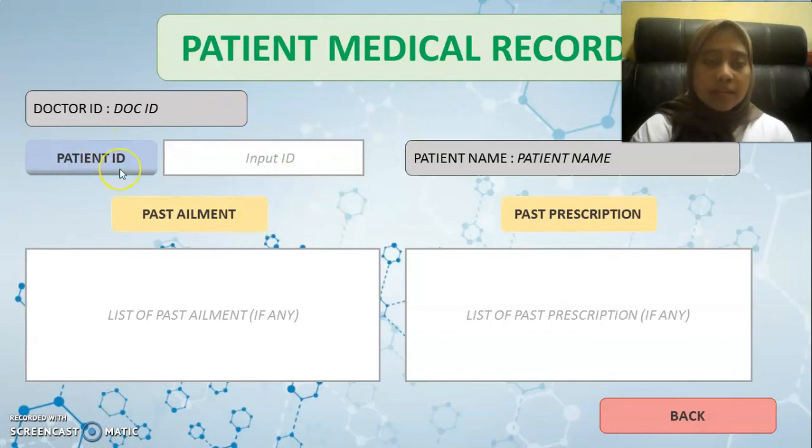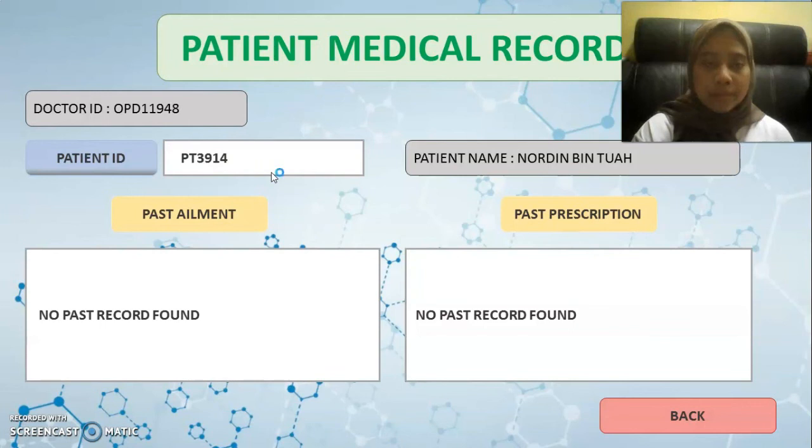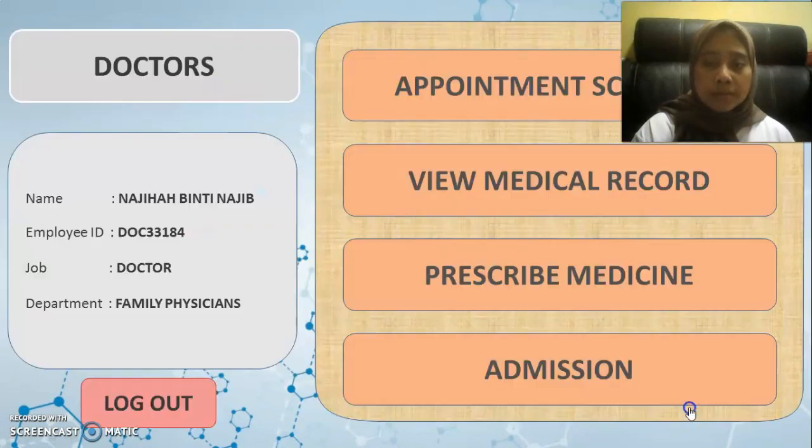Okay, here is the patient ID, and then patient name. We have past ailment and past prescription. Now I will put the patient ID first. After I put the patient ID here, PC3914, this will appear for the patient name, Northern Bentua, past ailment, no past record found, and past prescription, no past record found also. Here is the doctor ID. Okay, now we go back.